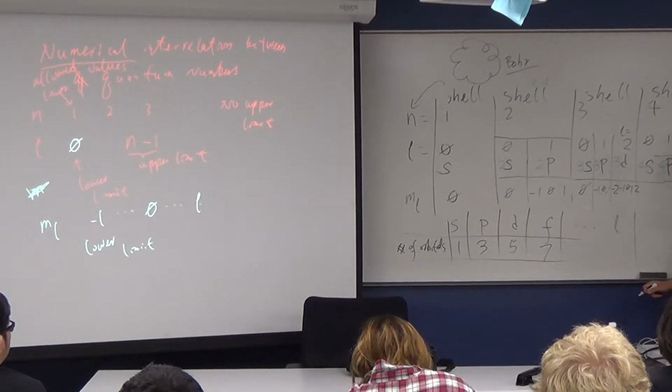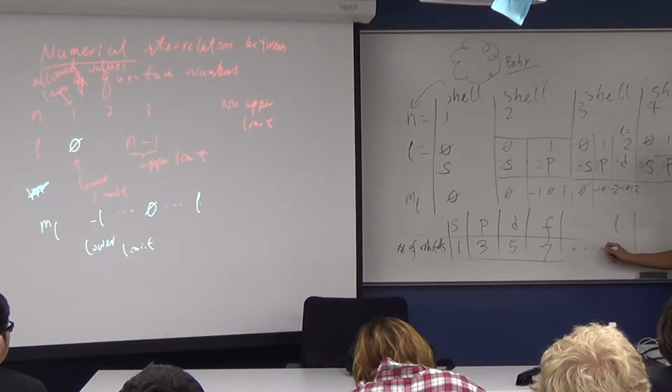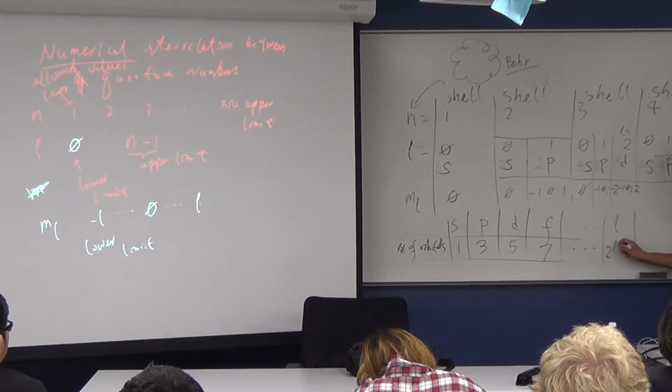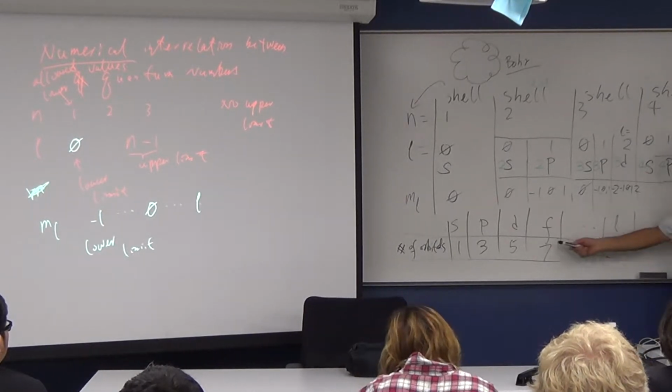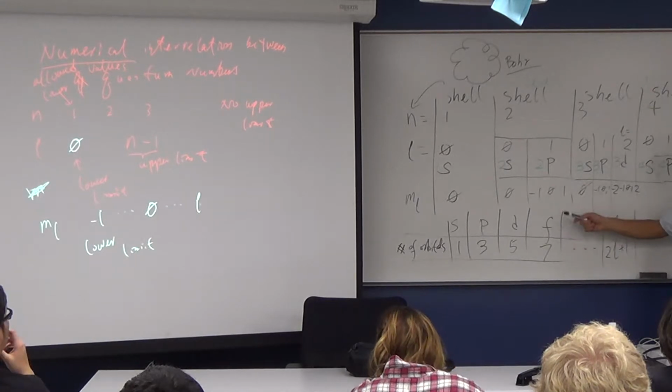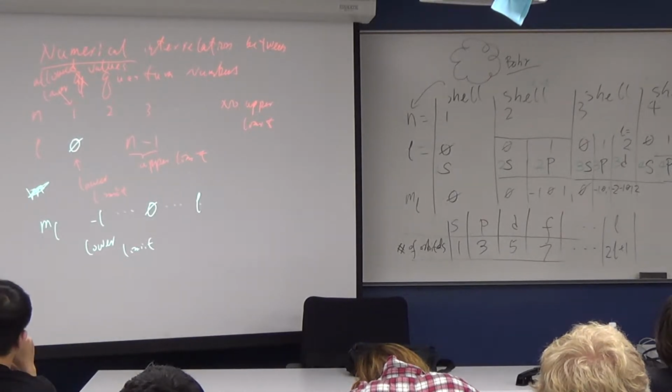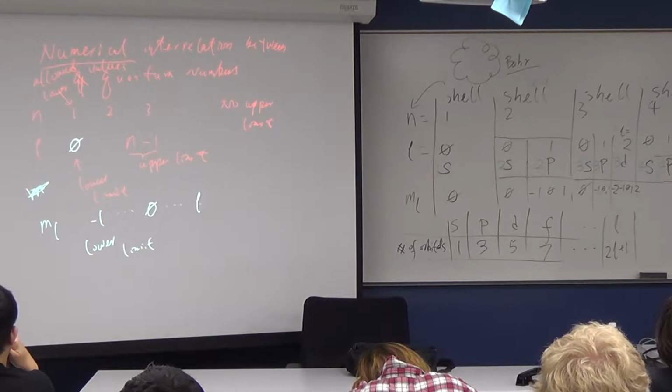Now you find another pattern. What will be the general formula for calculating how many orbitals if we have L? 2L plus 1. See here, this L comes from here, from this F, right? F means L is 3. So you take 3 times 2 plus 1 and you get 7.